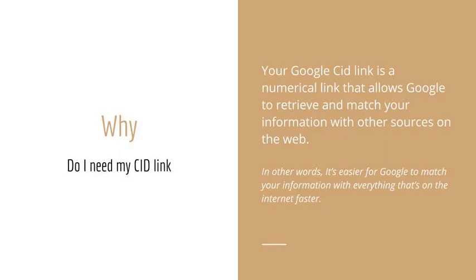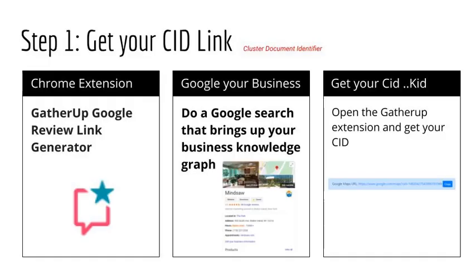So I'm going to show you how to do that. To get your CID link, we're going to do it in 3 easy steps. You're just going to head over to Google and type in GatherUp Google Review Link Generator. The icon looks like that on the left-hand side. Download it. It's a Chrome extension, and it'll automatically go up to the top of your browser.